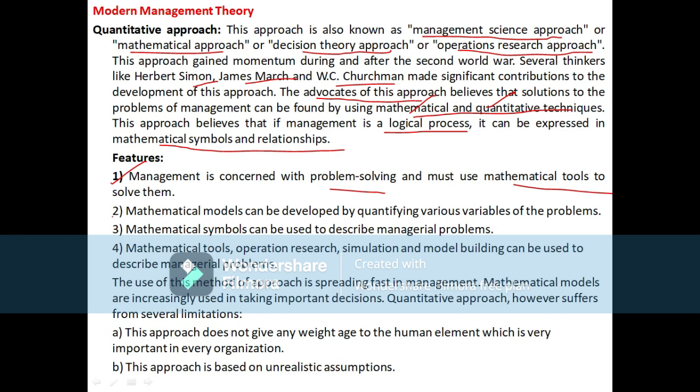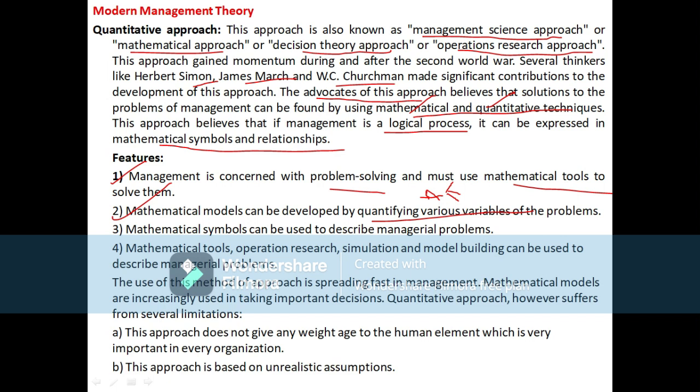The second feature: mathematical models can be developed by quantifying the various variables of the problems. If there is any management problem, we have to find out how many variables are there and what the affecting variables are. For example, there is a problem A. What are the effects? For that problem there would be many variables, like variables X, Y, Z. So three variables are there.